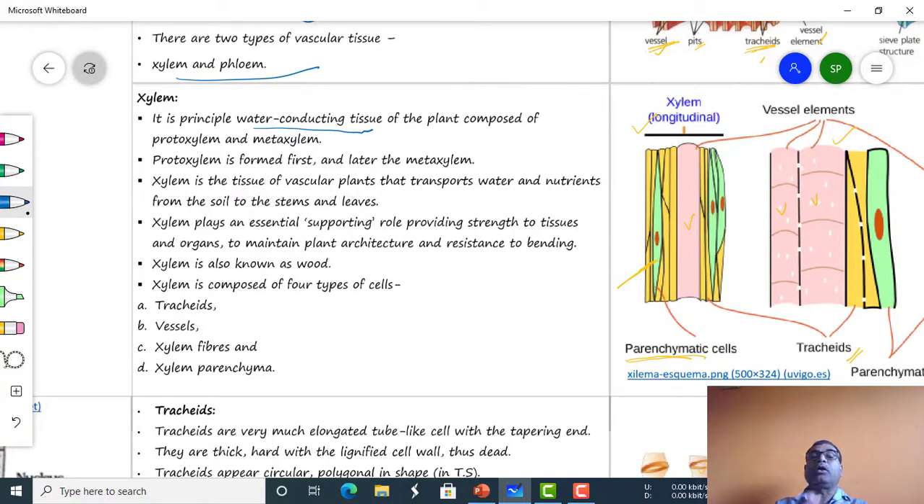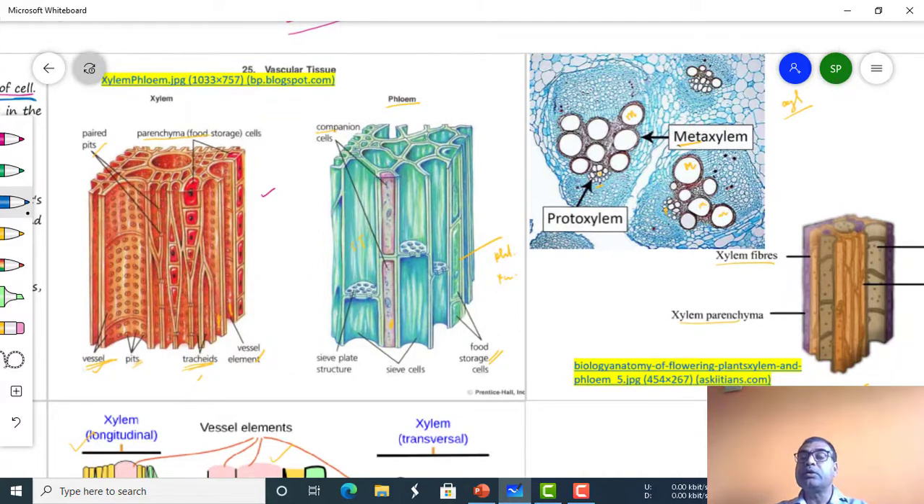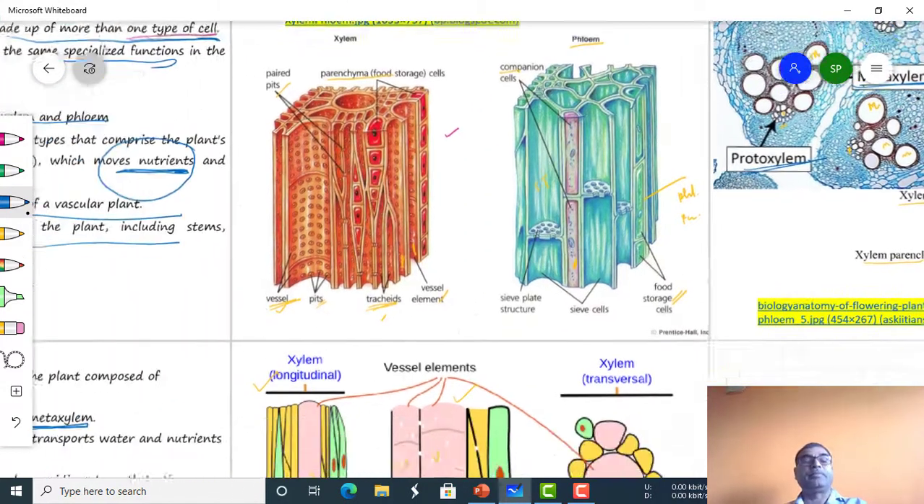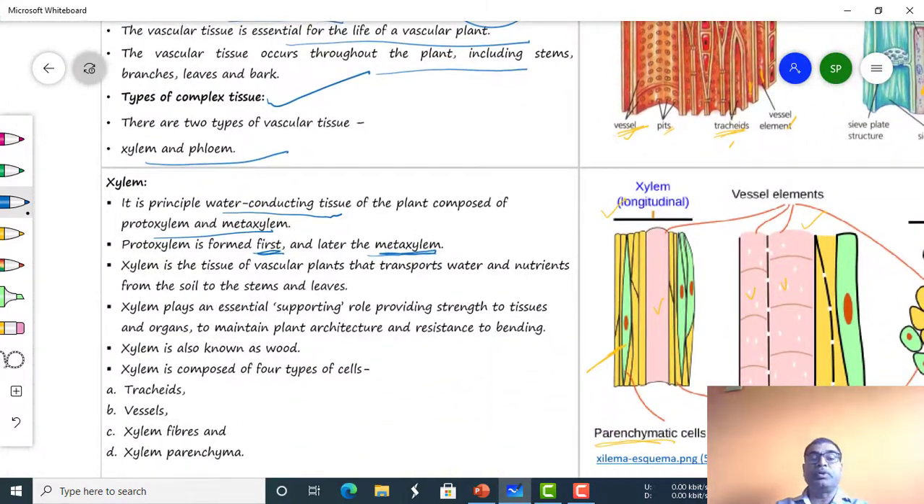Okay, the principal water conducting tissue is the xylem, and it is composed of protoxylem and metaxylem. Protoxylem is formed first and metaxylem the latter one. If you see this figure, this one is a metaxylem and this one is a protoxylem. So protoxylem is formed first, and the xylem is composed of these two elements, protoxylem and metaxylem.